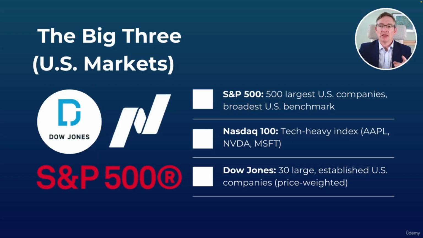Now, the S&P 500 includes 500 of the largest companies in the US. It's the most representative benchmark for the US economy, and it covers every major sector. The NASDAQ 100 focuses a lot on technology and growth stocks. And the NASDAQ is very sensitive to interest rate expectations.